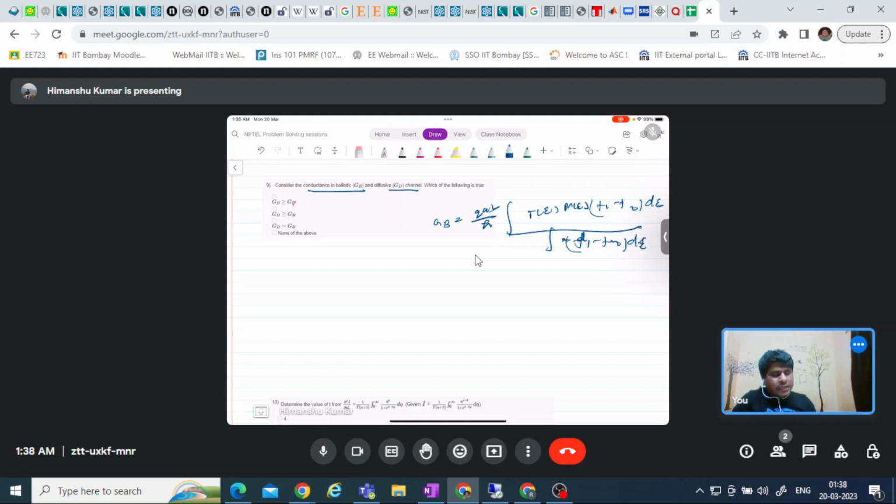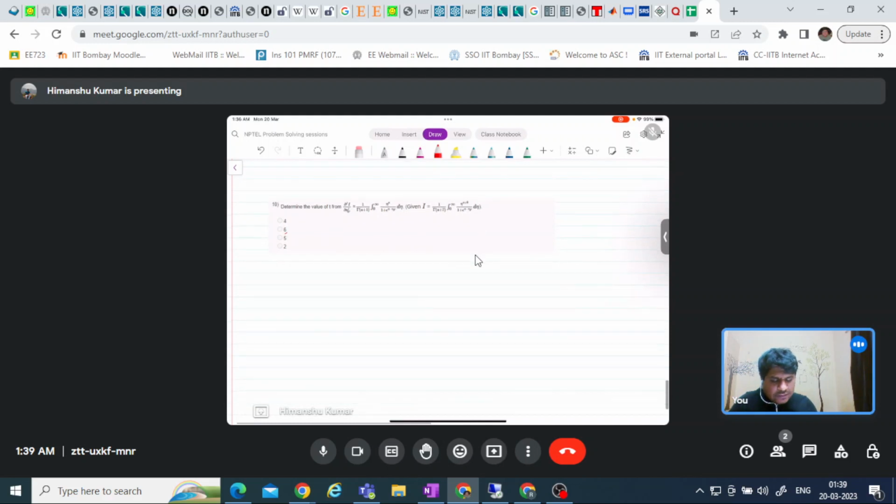In case of ballistic, this tau of E will become 1 and the conduction will be maximum, and in the case of diffusive transport this factor is less than 1. So this overall conductance will reduce. So we can safely say that GB is greater than or equal to GD, because tau of E is less than or equal to 1. So the first option will be correct here.